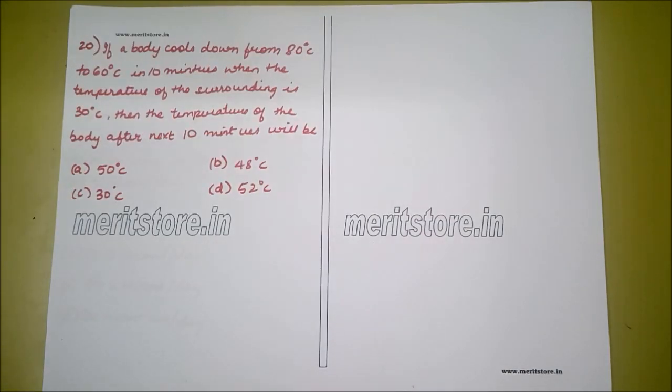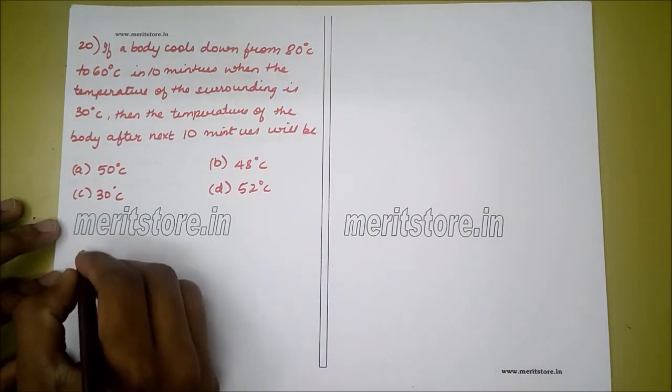If a body cools down from 80 degrees Celsius to 60 degrees Celsius in 10 minutes when the temperature of the surrounding is 30 degrees Celsius, then the temperature of the body after the next 10 minutes will be, the options given are 50 degrees Celsius, 48 degrees Celsius, 30 degrees Celsius and 52 degrees Celsius.